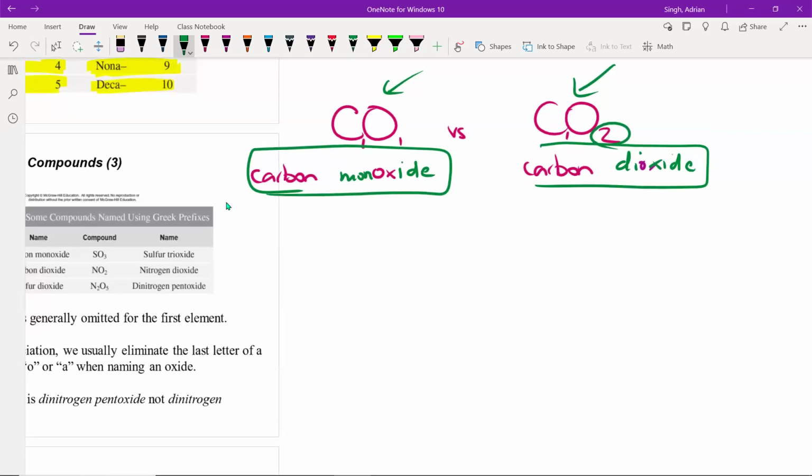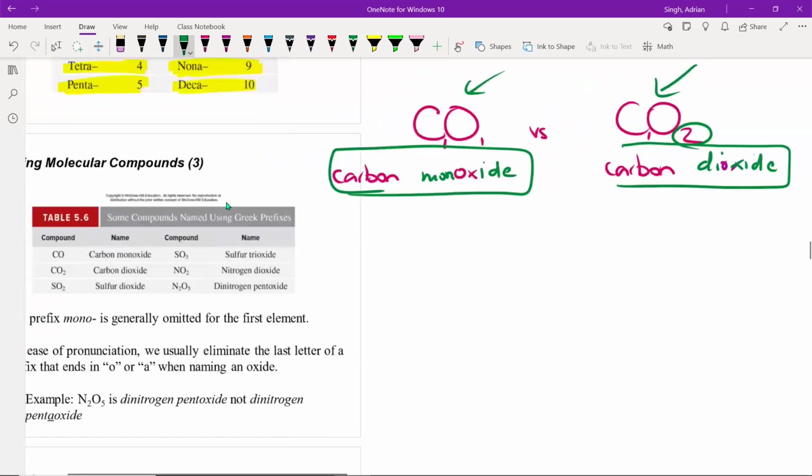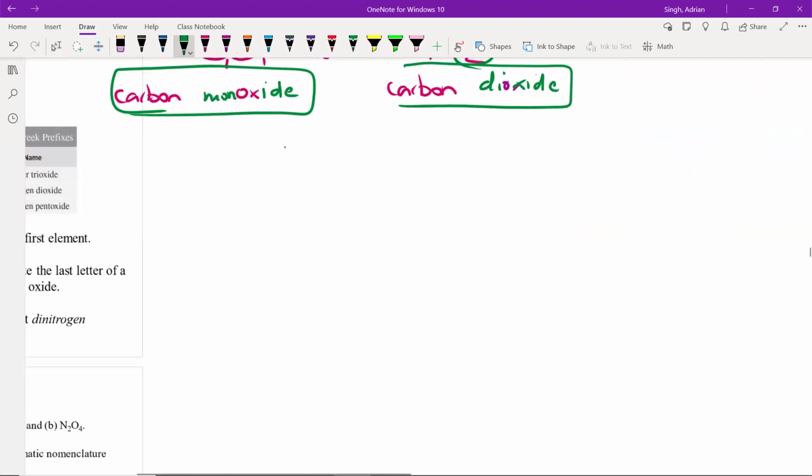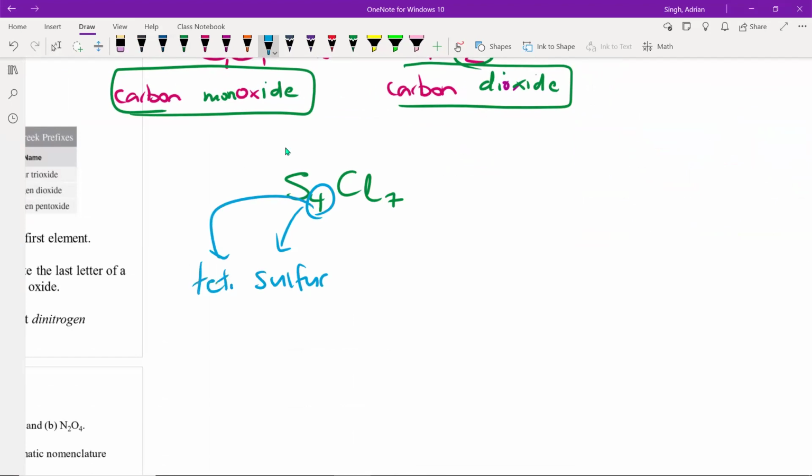And as you probably have noticed, naming your covalent compounds is going to be a lot easier than your ionic ones, as long as you know your prefixes. Okay, so if we take a look at another one, let's say we have S4Cl7. The first element here is sulfur. We don't do anything to the ending of the first element, it stays the same. We have four sulfurs, the prefix for four is tetra. So tetrasulfur means four sulfurs.